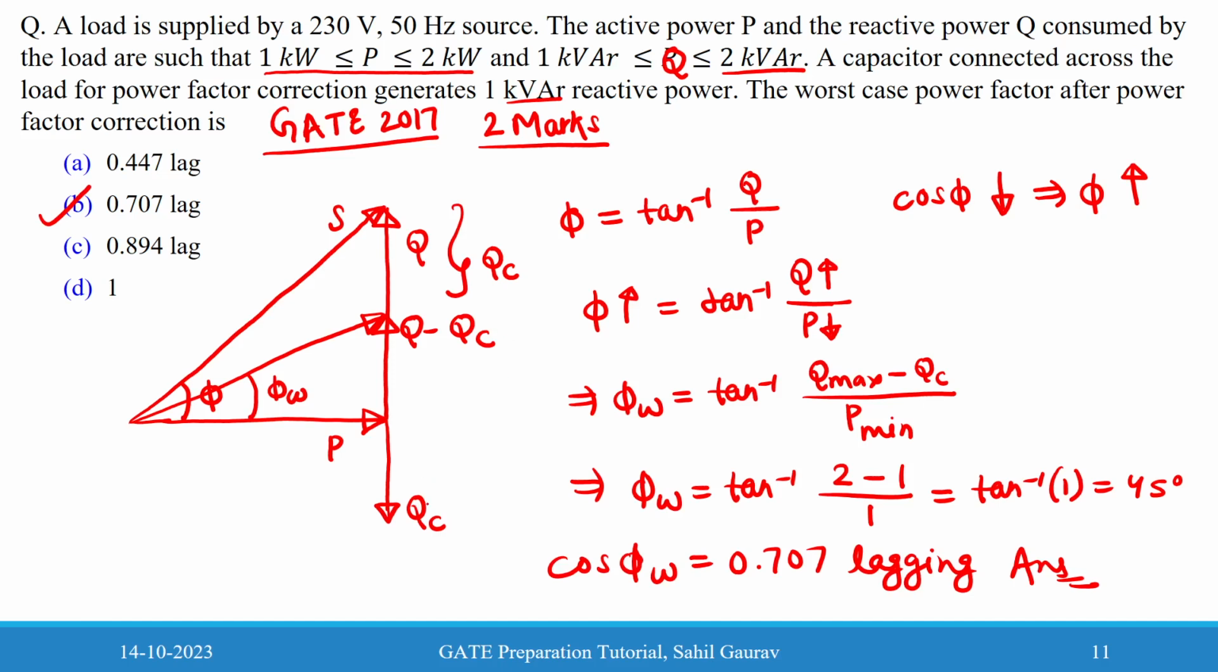And for the capacitor, Q is negative because it supplies leading reactive power. So that's why I represent QC on the downside, and then it is subtracted from this lagging reactive power, and then you will get Q minus QC, the desirable or worst. Here it is asking for the worst angle. So this is what you get.